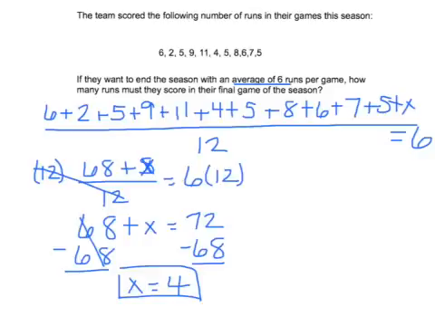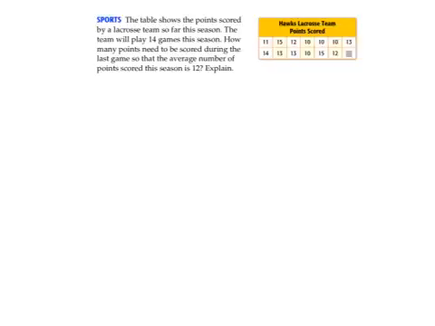Another one. It says here that the table shows the points scored by a lacrosse team so far this season. The team will play 14 games this season. How many points need to be scored during the last game so that the average number of points scored this season is 12? So, same thing. Let's set up our problem.